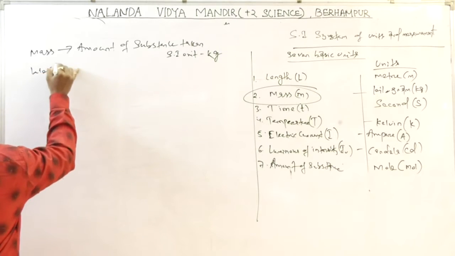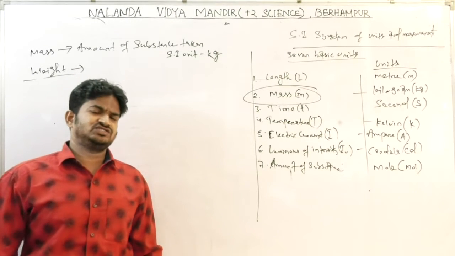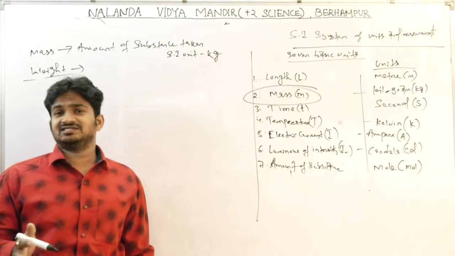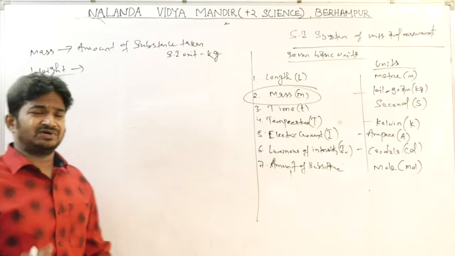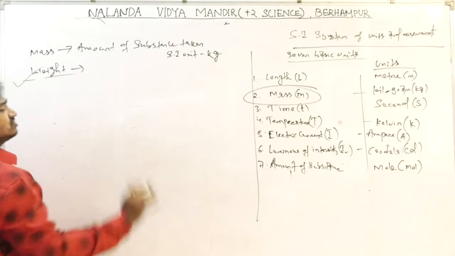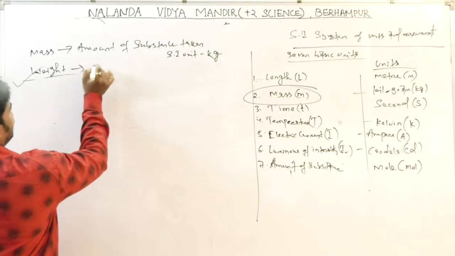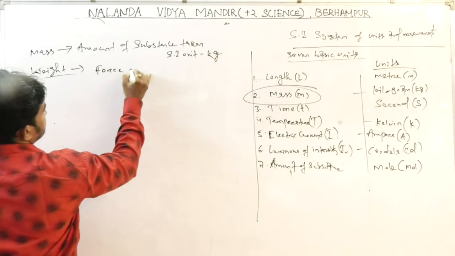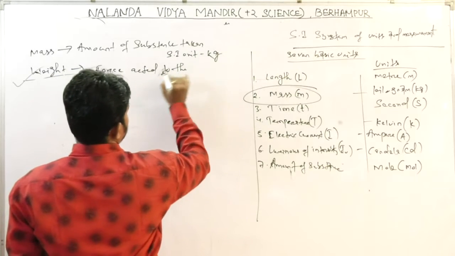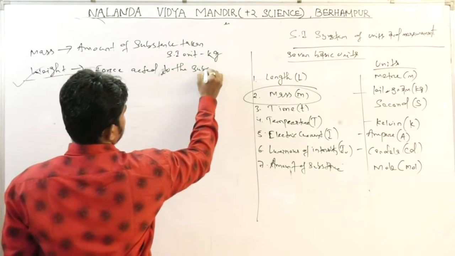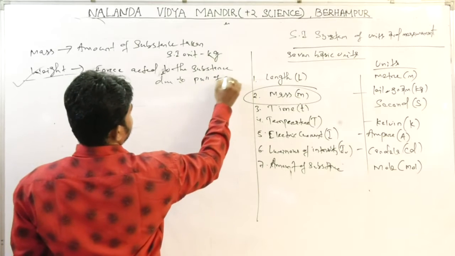Weight also. Sometimes when we ask somebody what is your weight, that person replies 75 kg or 80 kg or 65 kg. The unit is the same, but the meaning is different here, because weight means the force acting on the substance due to gravity, due to the pull of gravity.